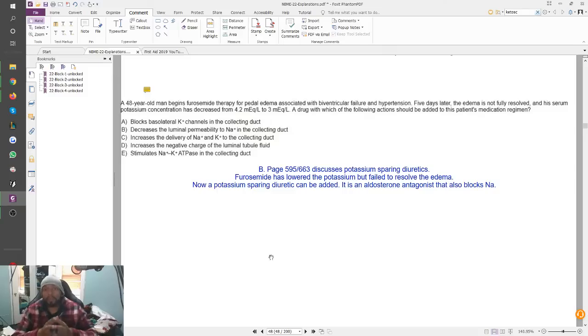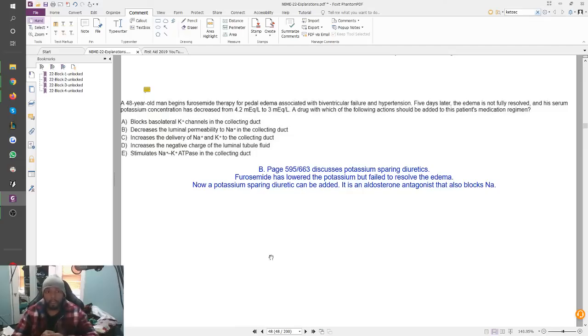For patients who are not being treated well enough with any other diuretic, the next thing to add has to be a potassium-sparing diuretic, something like spironolactone. So you look at all your answer choices, and B, decreases the luminal permeability to sodium in the collecting duct, is exactly what a potassium-sparing diuretic would do. Potassium-sparing diuretics are aldosterone antagonists, and aldosterone antagonists decrease sodium permeability, right? Because aldosterone's job is to save sodium. Aldosterone antagonists will not save sodium.